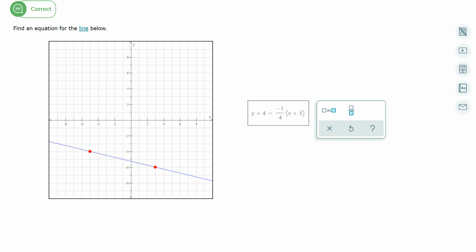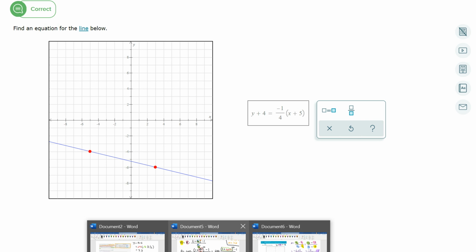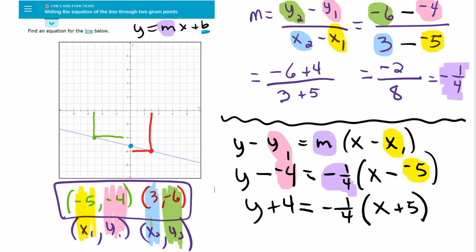It'll be happy with that. I don't have to go any further. I didn't know if it wanted me to distribute the -1/4 and then subtract 4 over, but it liked it just like this. This is called the point-slope form of a line, because you're plugging in a point, x sub 1, y sub 1, and the slope. And that's that.